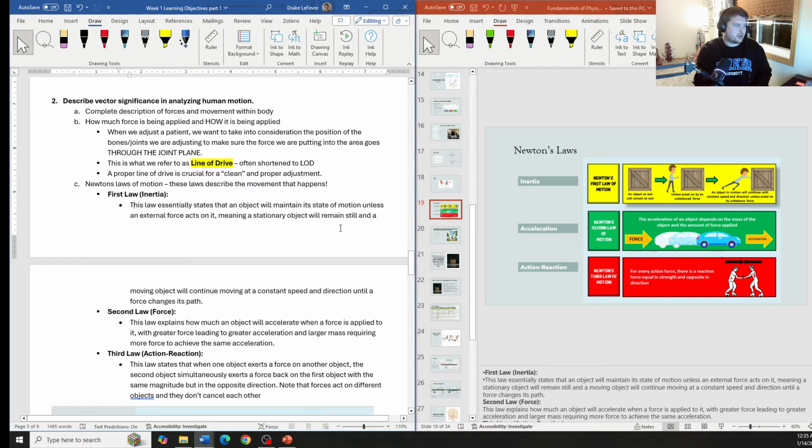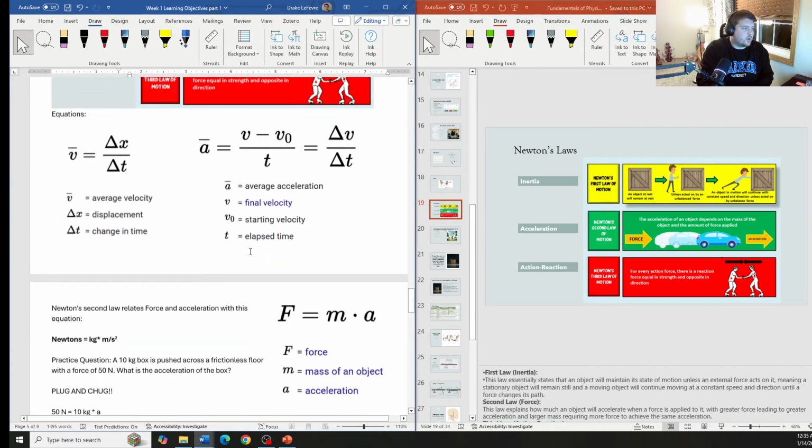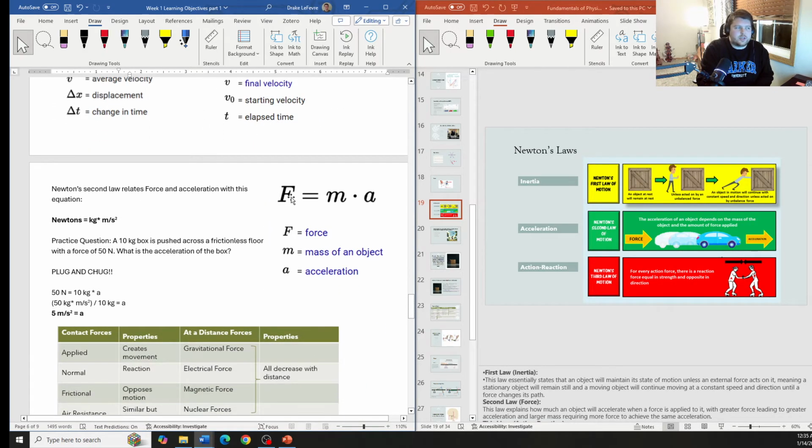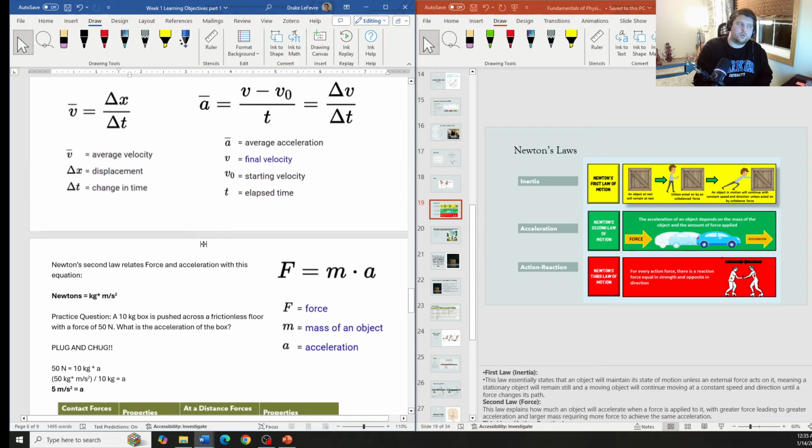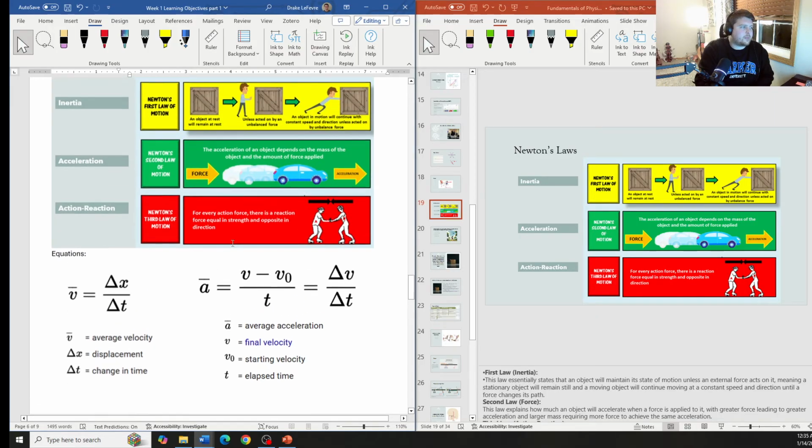Newton's second law is the law of acceleration. So it depends on the mass of the object and the amount of force applied. We'll see this equation in just a minute. Force equals mass times acceleration. We'll use that a couple of different times.